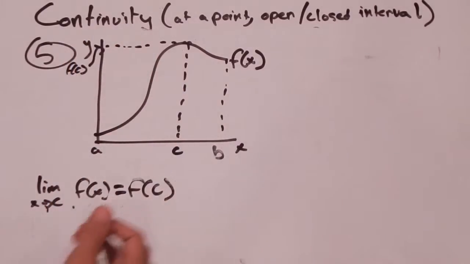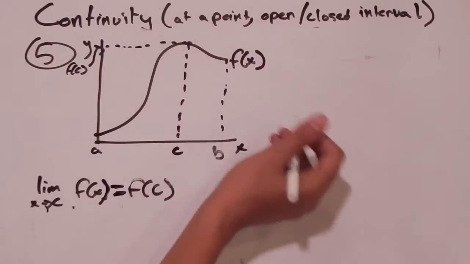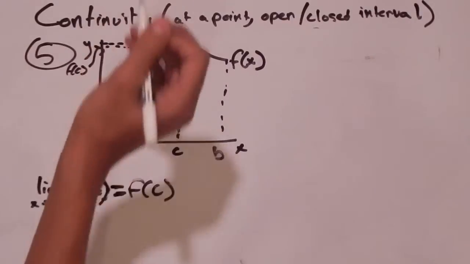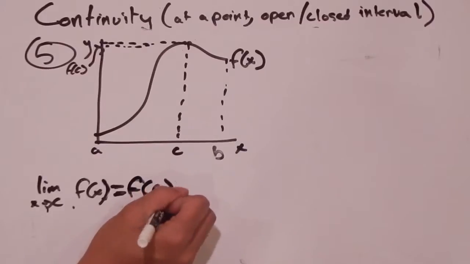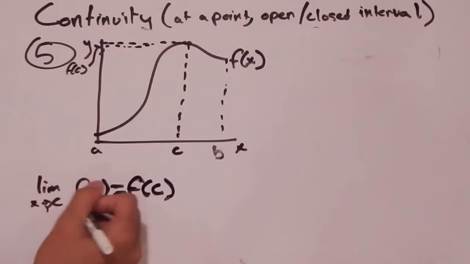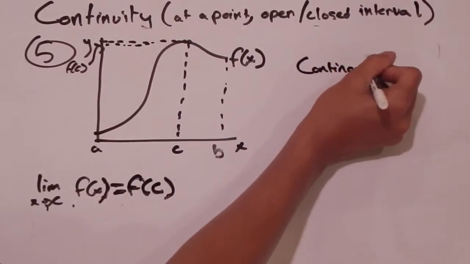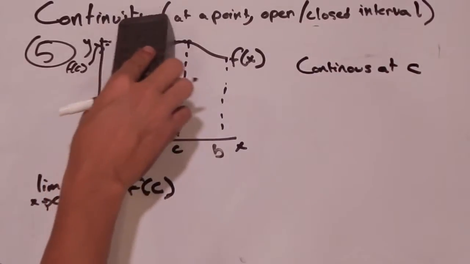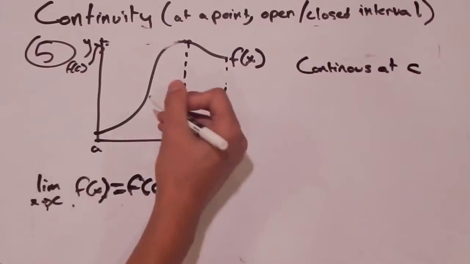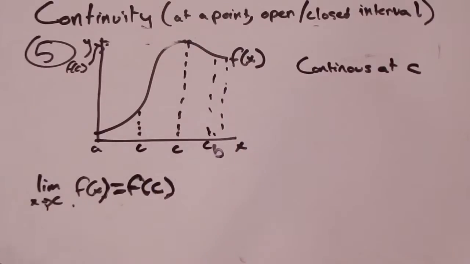Does the limit as x approaches c of f of x exist? Well, as we get closer and closer to c from each side, f of x seems to be approaching the same value. So that lets us know not only does the limit exist, but the limit as x approaches c of f of x is equal to f of c. So this function is continuous at c. And in fact, if we look at any value in between a and b, we'll see that the same thing always holds. The limit as x approaches c of f of x is always equal to f of c.